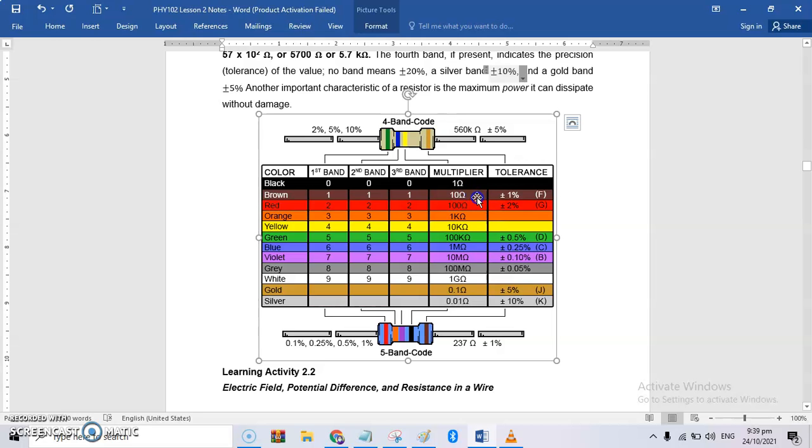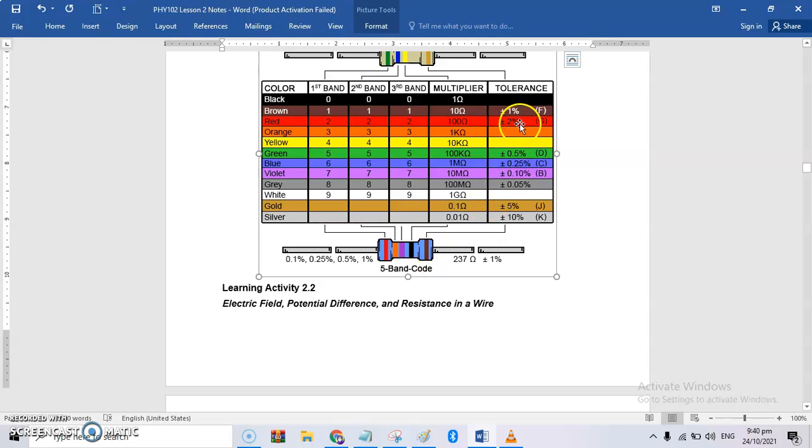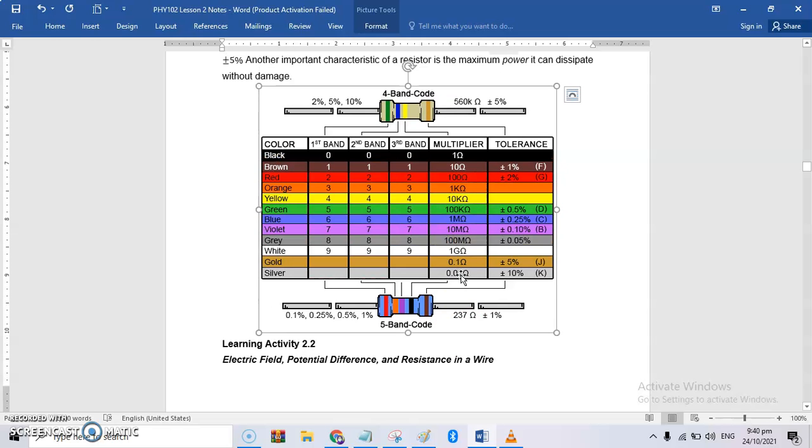Now, let's proceed. This color band has 5 band code. Kompleto na. The first digit is red, 2. Second digit is orange, 3. And the third digit is violet, 7. The multiplier is black, so 1 ohm. That's just ohm. And the last band, the tolerance, is brown. That is plus and minus 1%. So, ganun lang siya. Okay?